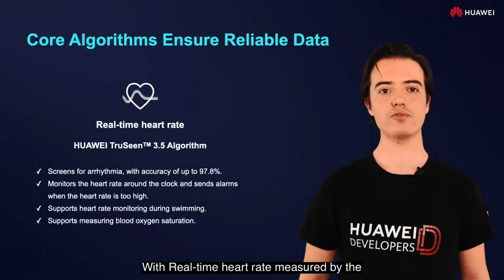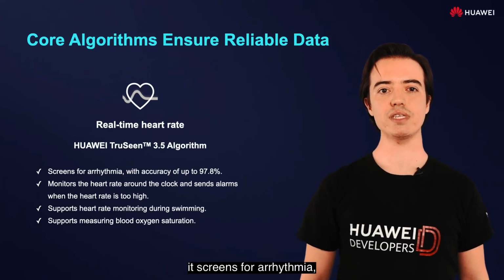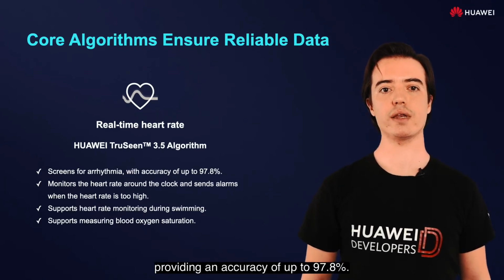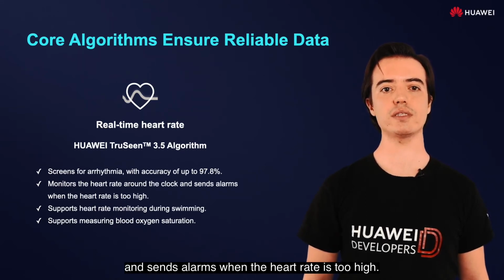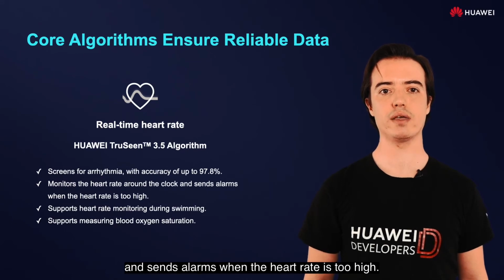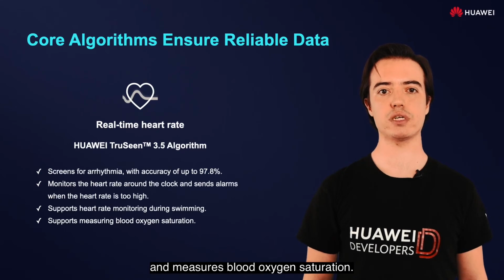With real-time heart rate measured by the Huawei TrueScene 3.5 algorithm, it screens for arrhythmia, providing an accuracy of up to 97.8%, monitors the heart rate around the clock and sends alarms when the heart rate is too high, supports heart rate monitoring during swimming and measures blood oxygen saturation.